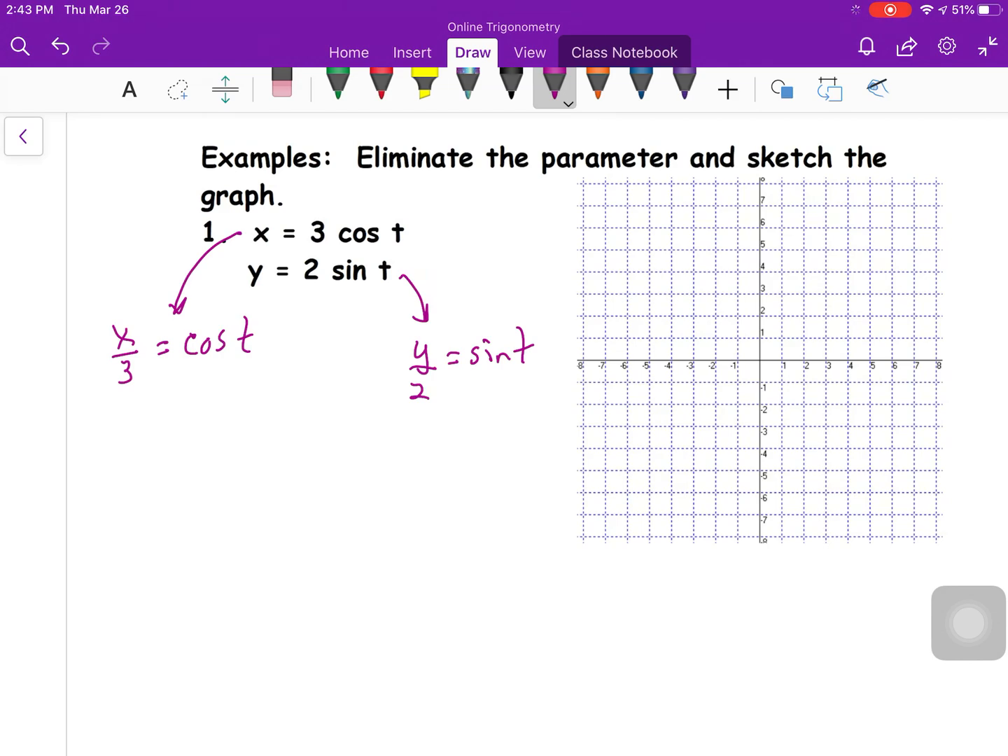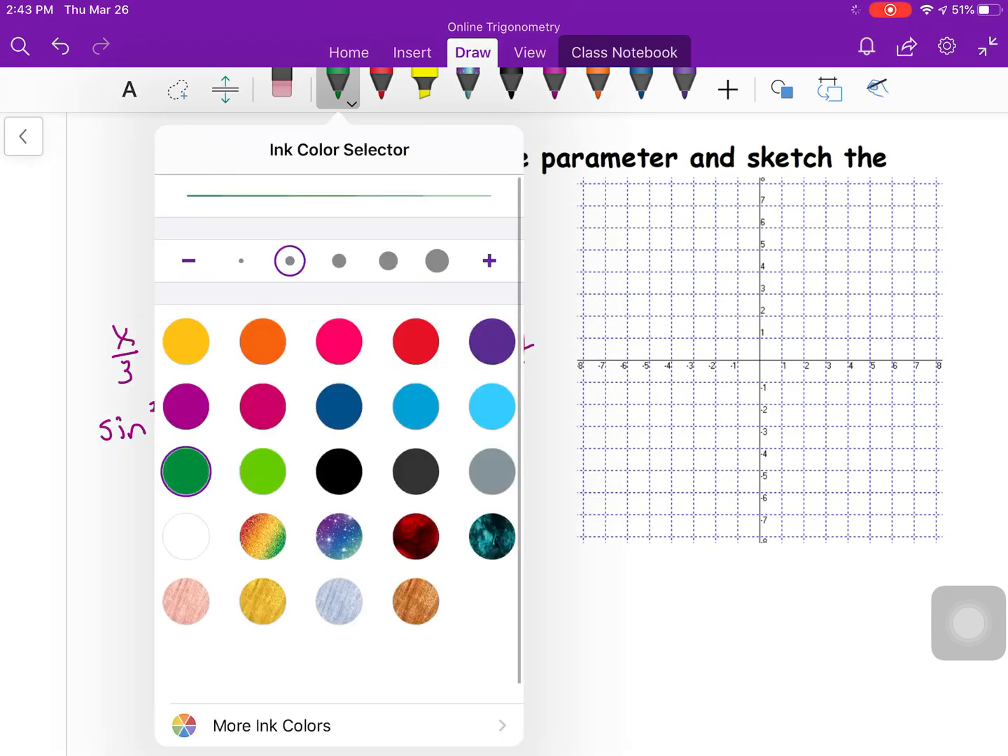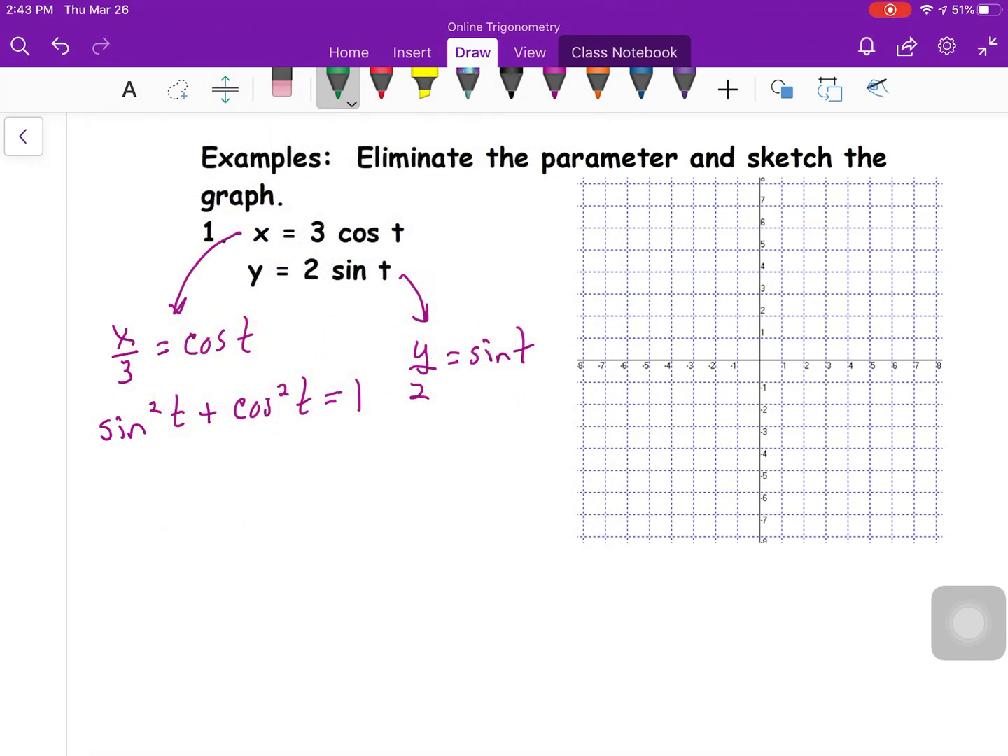And then because we're dealing with conic sections, we're going to use one of the three Pythagorean identities. We'll actually be using just 2 of them. The one we're going to use involves sine and cosine, because those are our trig functions in this problem. That identity looks like this: sine squared of t plus cosine squared of t is equal to 1. And now we'll replace the sine of t with y over 2, and that's being squared. And we'll replace the cosine of t with x over 3, and that's being squared.